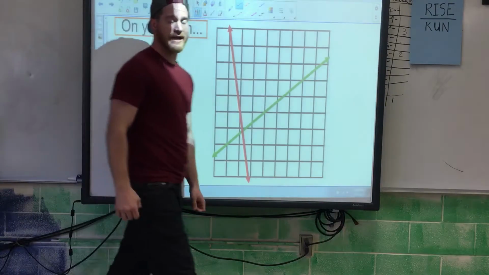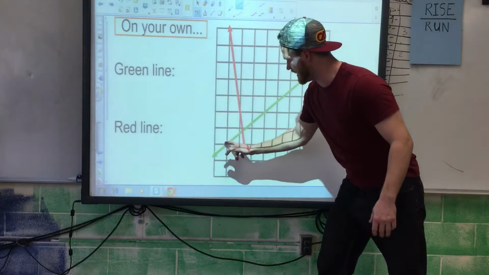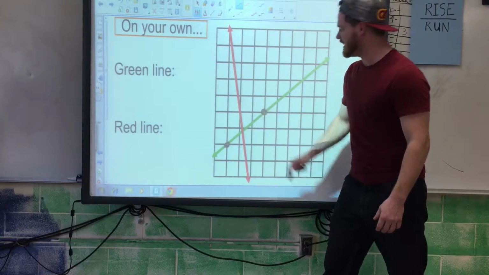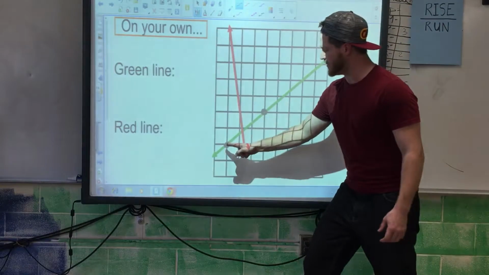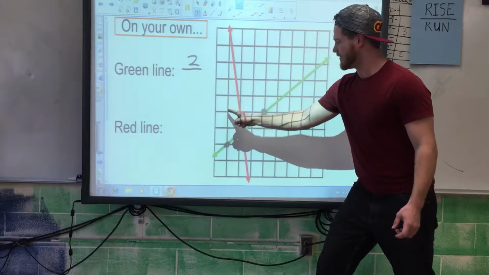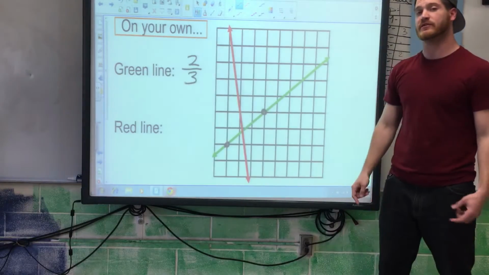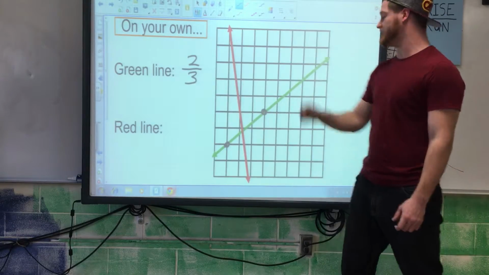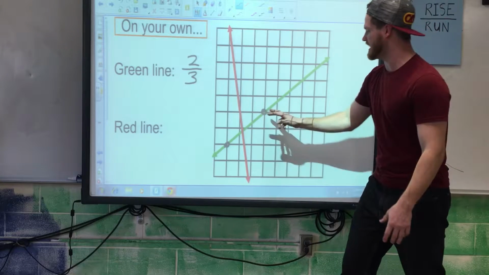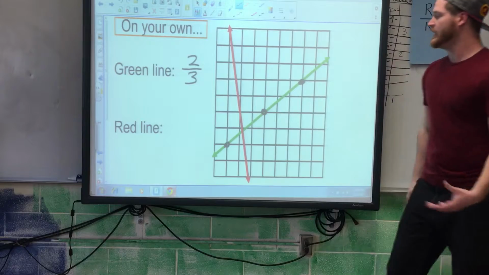Alright, looking at our green line first. Pick 2 points. I see a point right there and a point right there. Let's do a rise over run. I go up 1, 2, so my rise is 2 over my run will be 1, 2, 3. So that slope would be 2/3, meaning every time I go up 2, right 3, there should be a point. Let's check it. From this point, up 2, right 3, there's another point on that line.